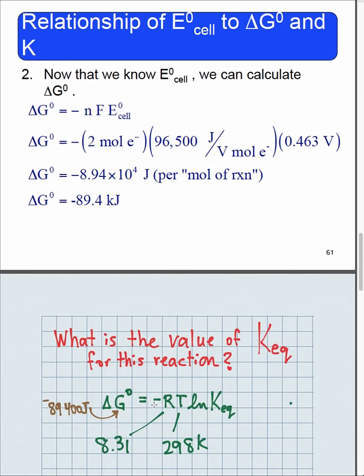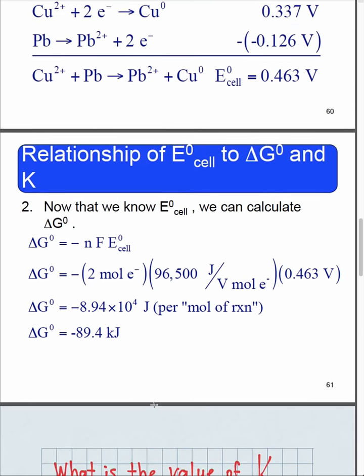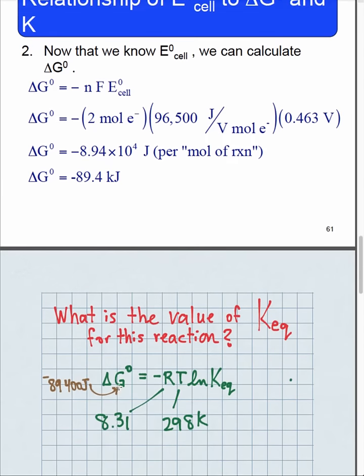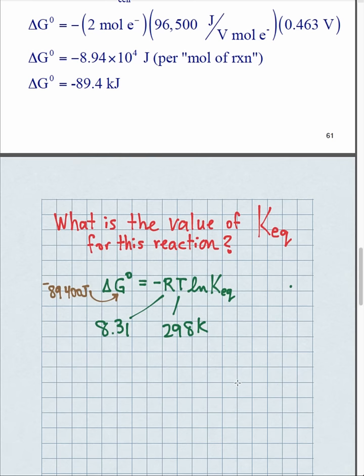I could also say, what's the equilibrium constant for that? So I could guess what it is. If this is positive, it wants to go forward. If this is negative, it wants to go forward. What will K of equilibrium be if it wants to go forward? The answer is bigger than 1. Question, how much bigger than 1?